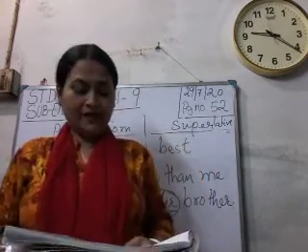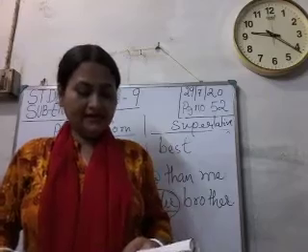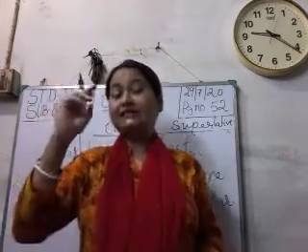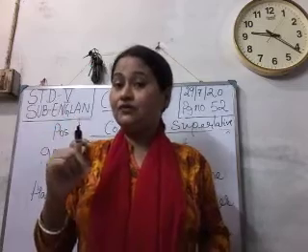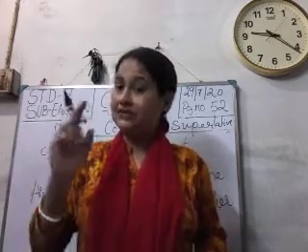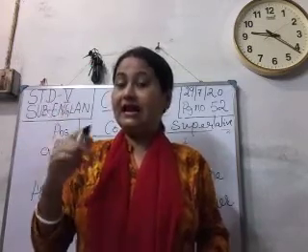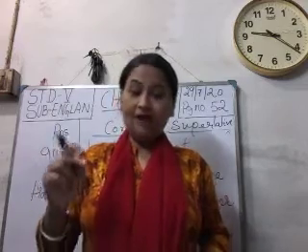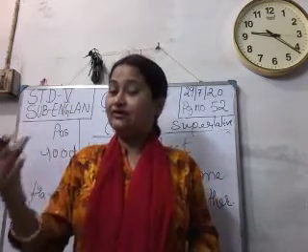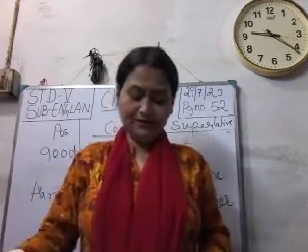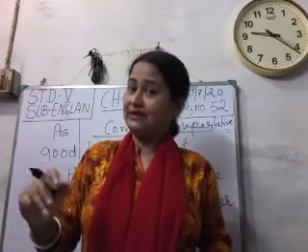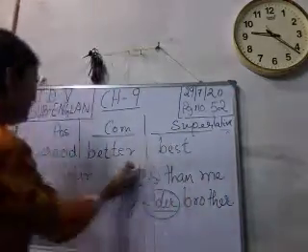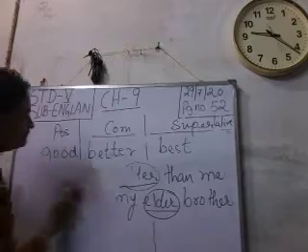Now see, never use double comparatives and superlatives. We should always keep in mind that in the comparative degree we use than, isn't it? And in the superlative we make use of most, isn't it? Sometimes we get confused and we use double comparison, double comparative or superlative. So we have to avoid that. See the examples given here. Children, you can read them out.